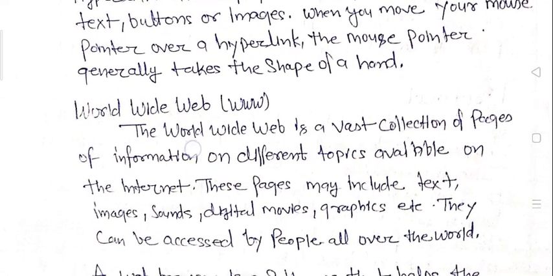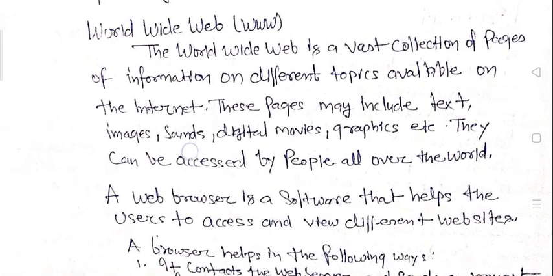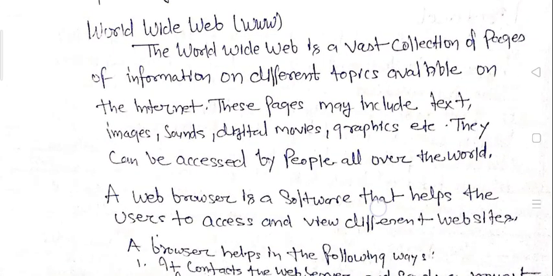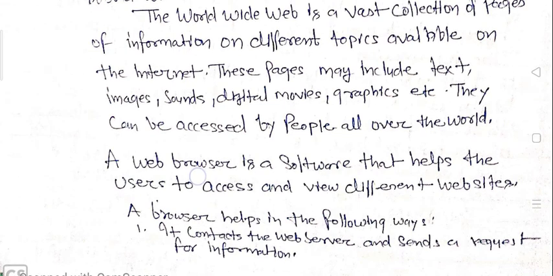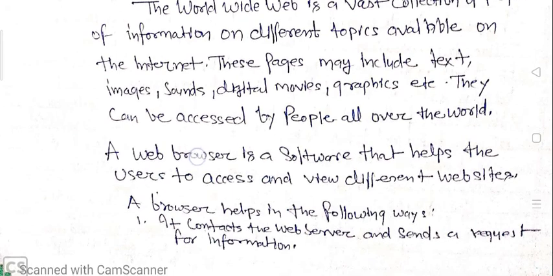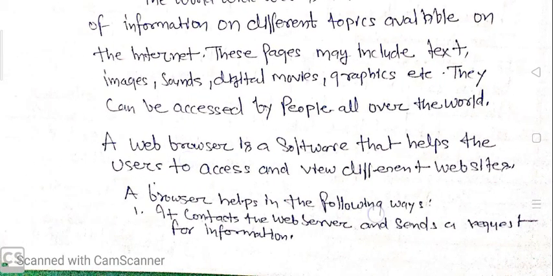World Wide Web. The World Wide Web is a vast collection of pages of information on different topics available on the internet. These pages may include text, image, sound, digital movie, graphics, etc. They can be accessed by people all over the world. A web browser is a software that helps the user to access and view different websites. A browser helps in the following ways.